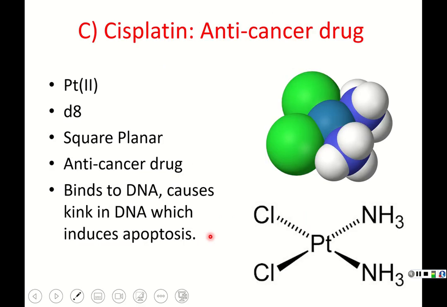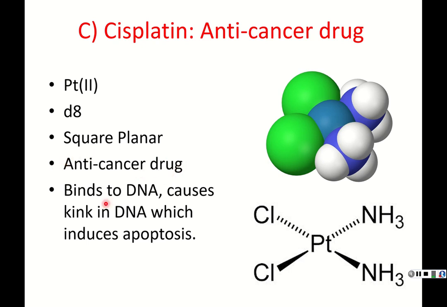Okay, the next biomolecule we'll look at is one that we've made reference to in the class, cisplatin. And remember, that's where you have a platinum in a square planar arrangement, with chlorines on one side and NH3 groups on the other side. The platinum is in the +2 oxidation state. That makes it a d8, again square planar. This is used as an anti-cancer drug, and we'll talk about just the basics of how that works.